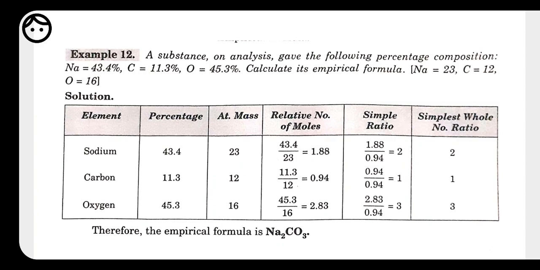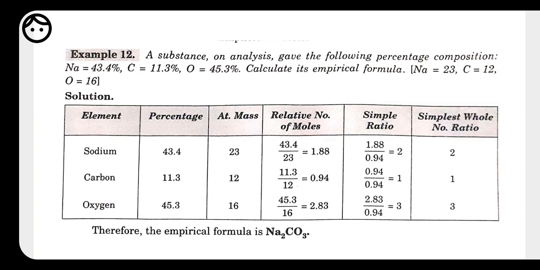So first you have to make a table like this. In the first column you write the name of the element, that is sodium, then carbon, then oxygen. The percentage is already given in the question: 43.4% of sodium, 11.3% of carbon, and for oxygen 45.3%. Now you have to write the atomic mass of these elements. The atomic mass of sodium is 23, carbon is 12, and oxygen is 16. This is the third column.